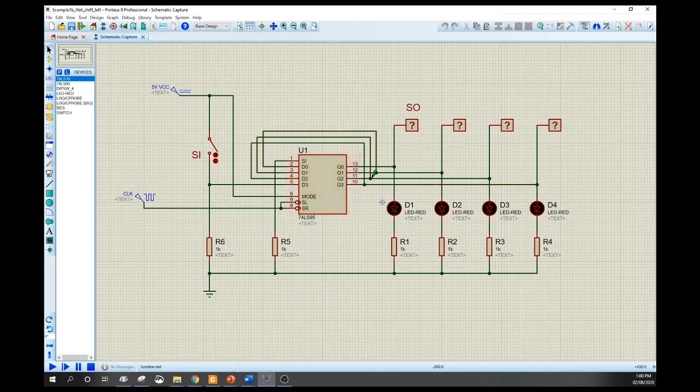Our output Q2 is connected to D1. Our Q1 is connected to our input D0. And the leftmost output, which is Q0 in this case, is now named as our serial output or shift output, SO. Let's simulate.